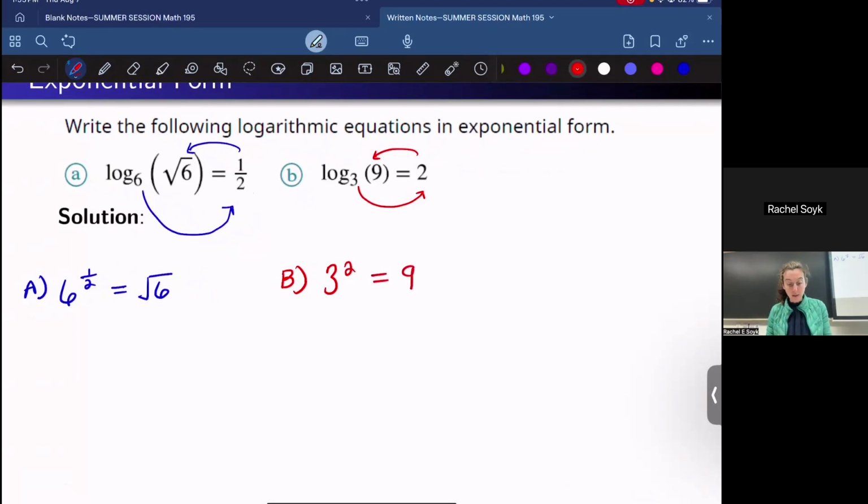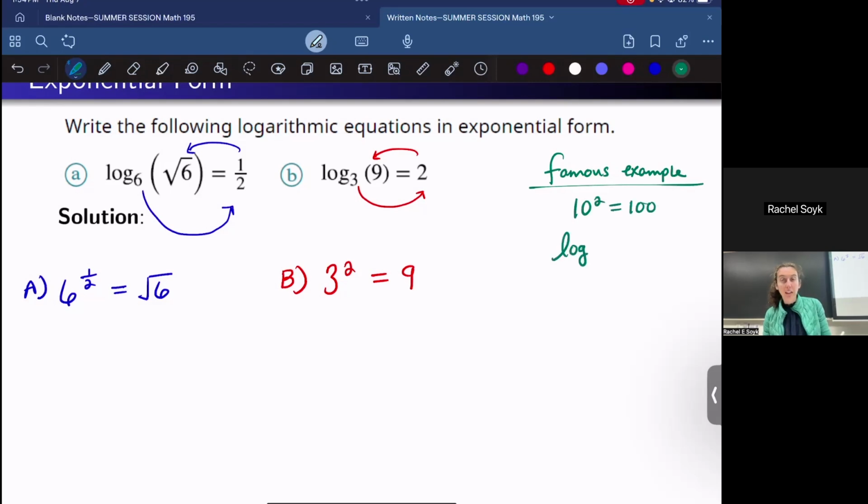I always have the famous example stuck in my head. If I ever get confused, I'll write it off to the side here. I know that 10 squared equals 100. And log without any base is really known as our common log, which has a base of 10. So you can also write it as log base 10.